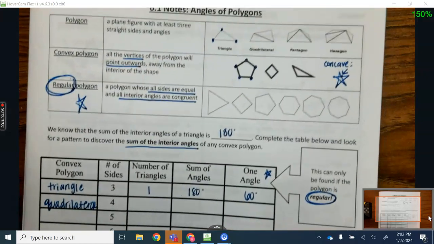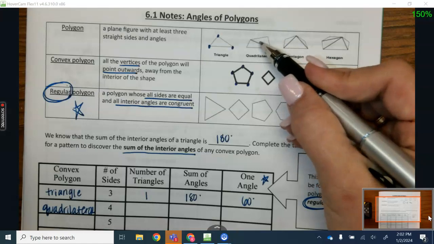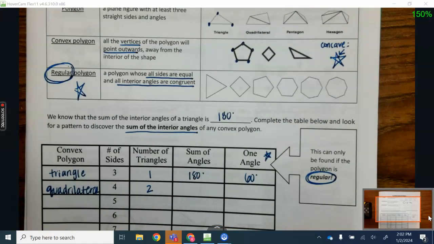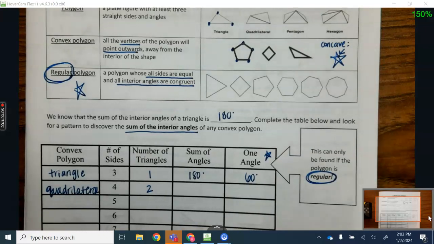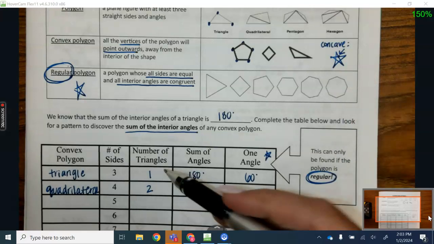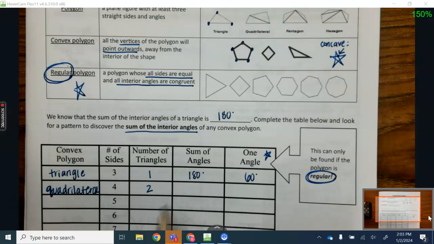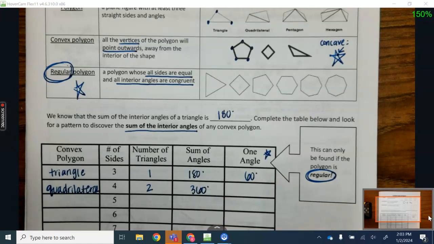If I take a quadrilateral up here and I draw a diagonal, there are 2 triangles in a quadrilateral. I know we can draw another diagonal, but we're trying to find the minimum number of triangles in a figure, so the minimum would be 2. In a quadrilateral, if I have a minimum of 2 triangles, then the sum of those angles, 180 plus 180, would be 360.